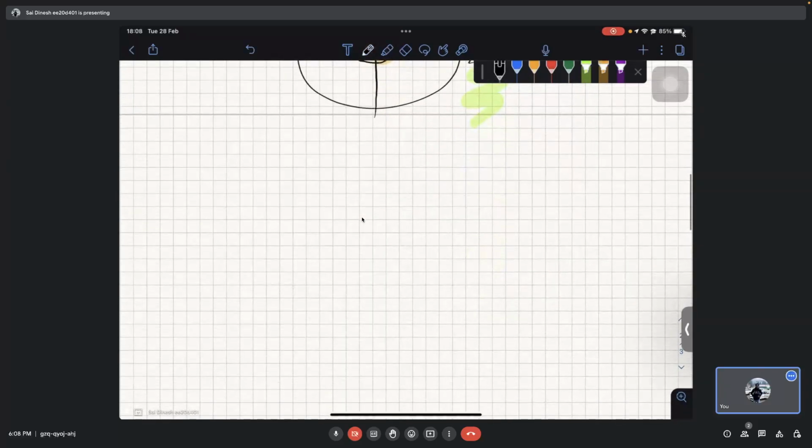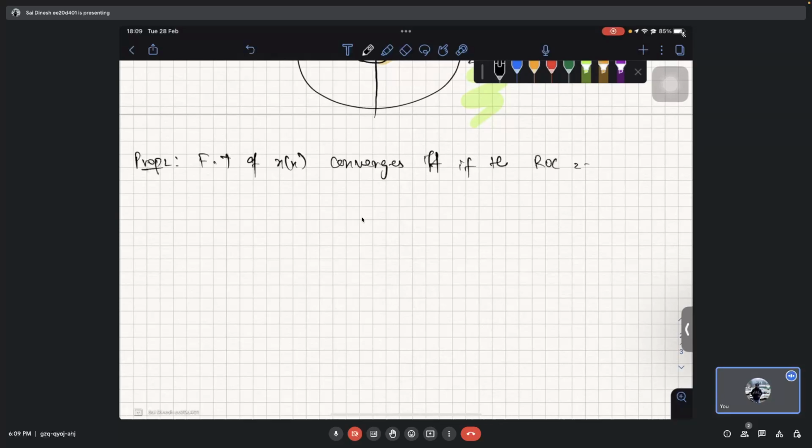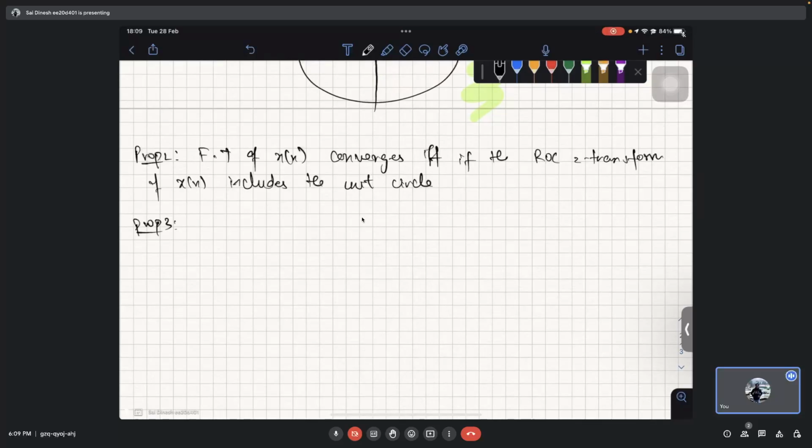Property 2 is that the Fourier transform of x of n converges if and only if the ROC of the Z transform of x of n includes the unit circle. And property 3 is that the ROC cannot contain any poles.